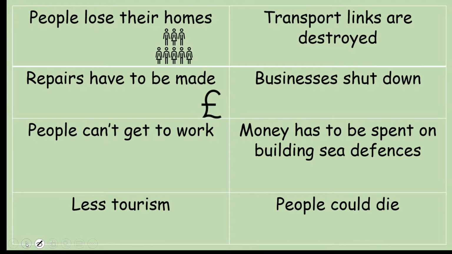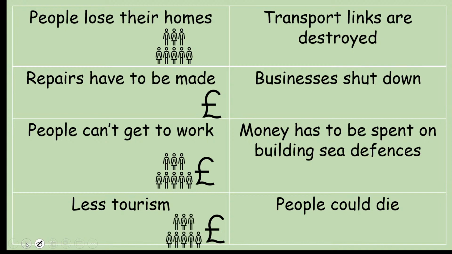Repairs having to be made, that's going to cost lots of money, so that's going to be an economic problem. People can't get to work, well, that means they're not earning money, so that's an economic problem, but people are going to suffer too, so it's a social problem. Less tourism, so less people on holiday, that means it's an economic problem and a social problem because people won't have jobs, so it's affecting people.